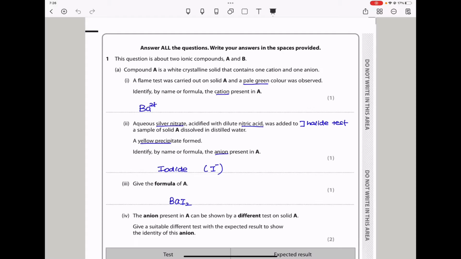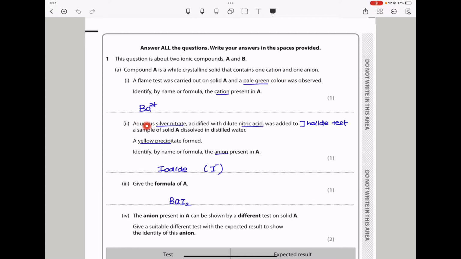Compound A is a white crystalline solid that contains one cation and one anion. A flame test was carried out on solid A and a pale green color was observed. They want you to identify by name or formula the cation present in A. Because they say the pale green color, it should be barium 2+.